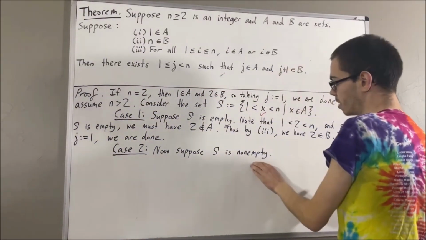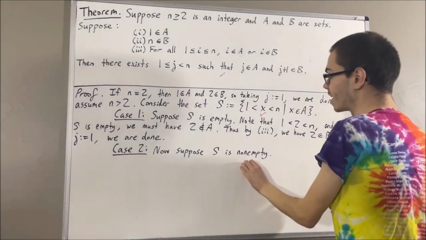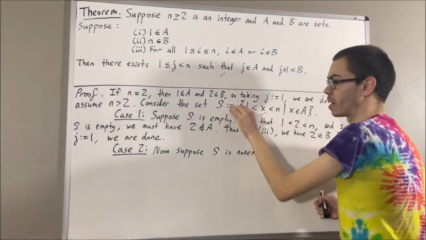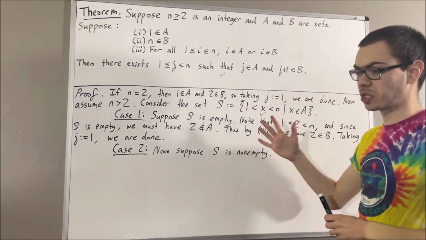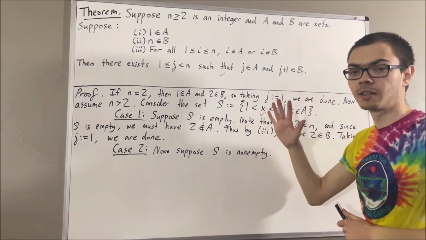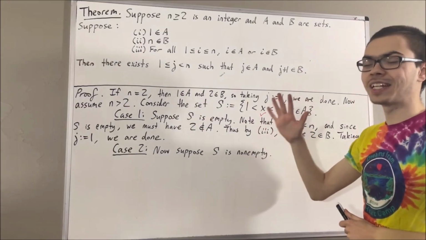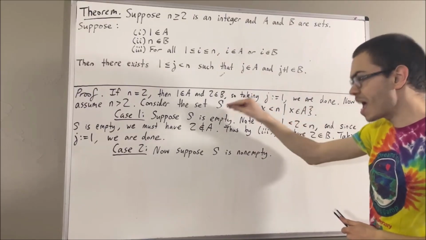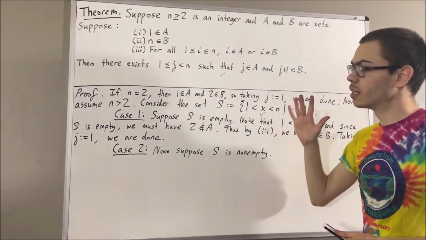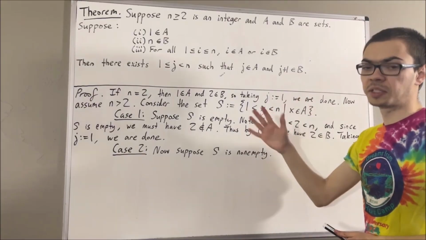If S is non-empty, well then S is a non-empty finite subset of positive integers. And every non-empty finite subset of positive integers has a largest element. In fact, that's true for any non-empty finite subset of real numbers as well. So S must have a largest element. And we'll call that largest element Q.